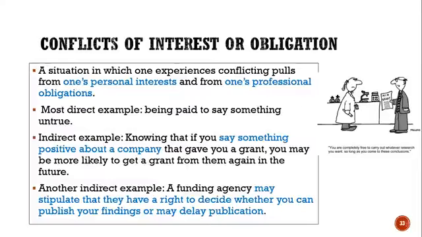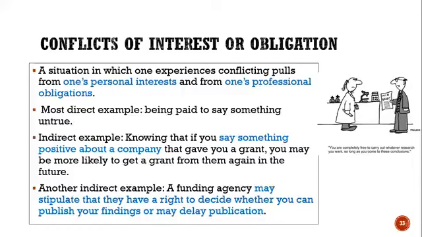There may be conflict of interest or obligation in the research process. It is basically a situation in which one experiences conflicting pulls from one's personal interest. So one is very much interested to state or to include his own thoughts, his own perception. Like the result will be in this way. This particular variable must not come into the picture. This particular variable should come into the picture. Maybe the data is supporting or not. So such things may happen.